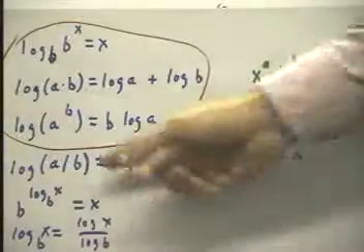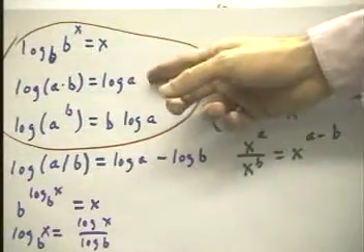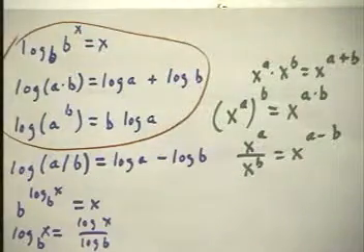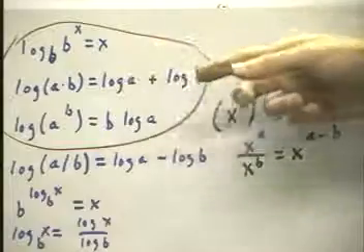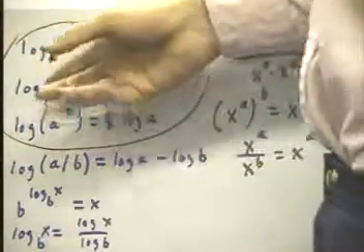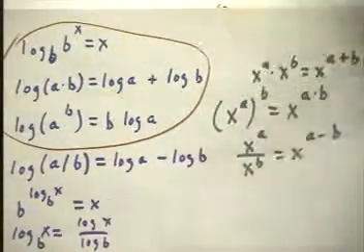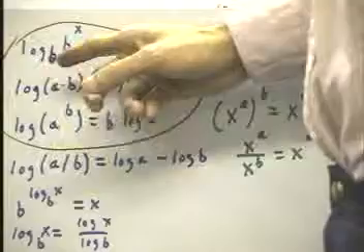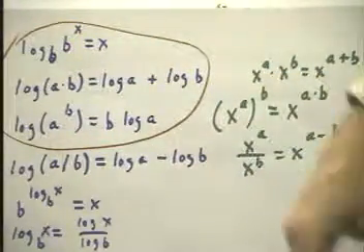Another property is that the log of a times b is the log of a plus the log of b. Okay, now where does that come from? That doesn't look like any law that you've ever seen, does it? I mean, you want to say that the log of a plus b equals the log of a plus the log of b. But that's not the way it works out, because the log is not a linear function.